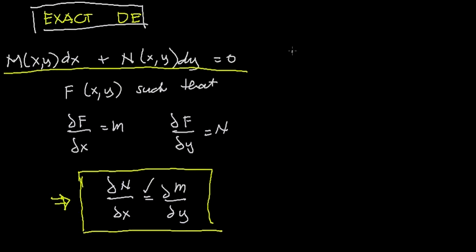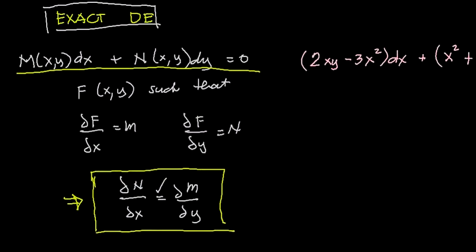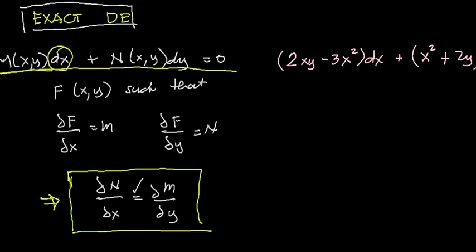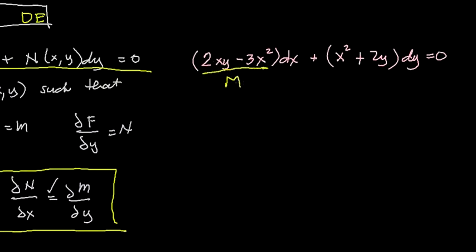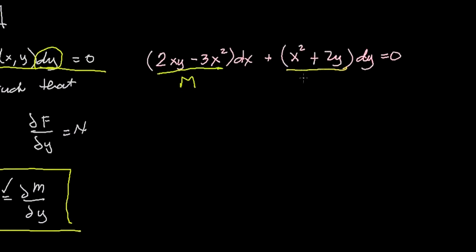Say we have (2xy - 3x^2) dx + (x^2 + 2y) dy = 0. The first thing that we must do is to determine which is M as a function of x, y, and which is N. Our M is the one with the term dx, so our M here is this part. And then our N is the one with dy, so our N here is this one.